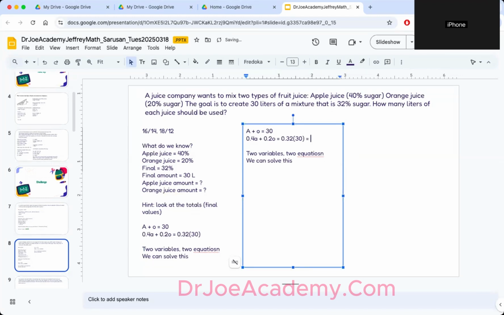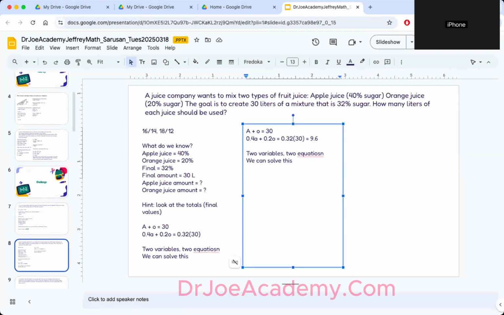So 0.32 times 30, it's 9.6. All right. That's what it says. All right, not bad. So 9.6 makes it a little easier to look at, but we still have two variables and we still have two equations. So what do we do here? Now I'm stuck. All right, no worries.